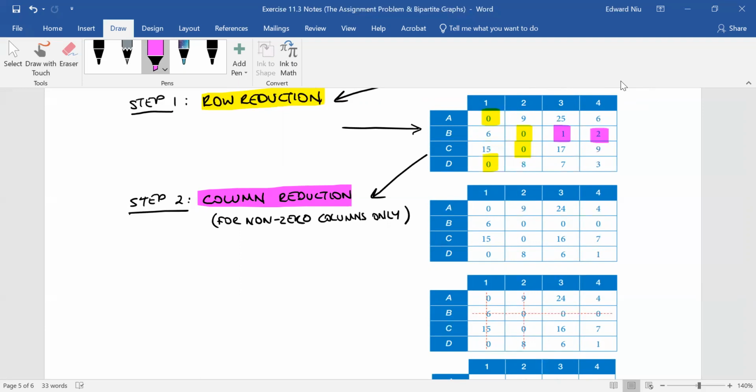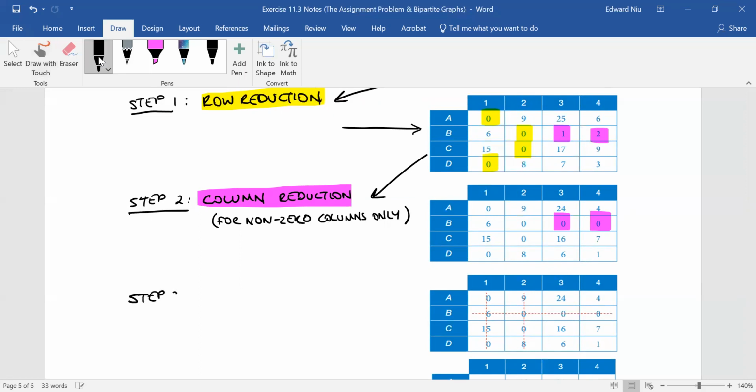So 25 take 1 gets us 24. 1 take 1 gets us 0. 17 take 1 gets us 16. 7 take 1 gets us 6. Here we've got the number 2 for column number 4. 6 take away 2 gets us 4. 2 take away 2 gets us 0. 9 take 2 is 7. 3 take 2 gets us 1.